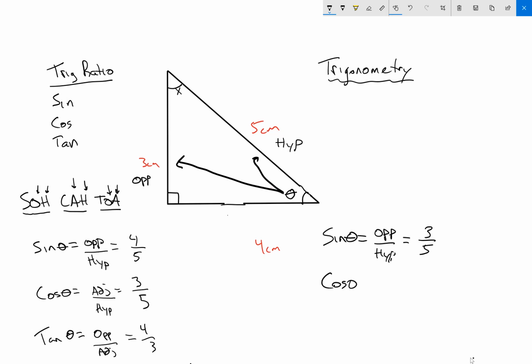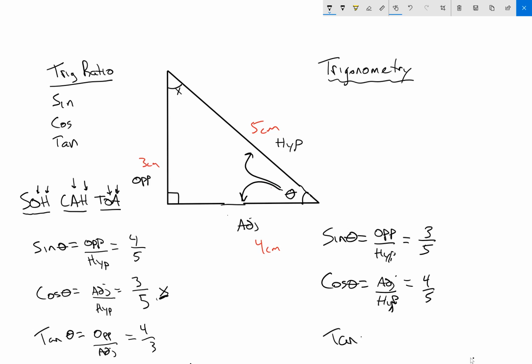The cosine of theta becomes the adjacent side to the angle over the hypotenuse. Sorry, my writing is getting super messy over there. That's hypotenuse. And the adjacent side to the angle is the side beside the angle. So this is now the adjacent side, and the hypotenuse stays the same. So the cos ratio of that angle becomes 4/5, which is different than this one. You see, it's not the same. It's because the angle changed.